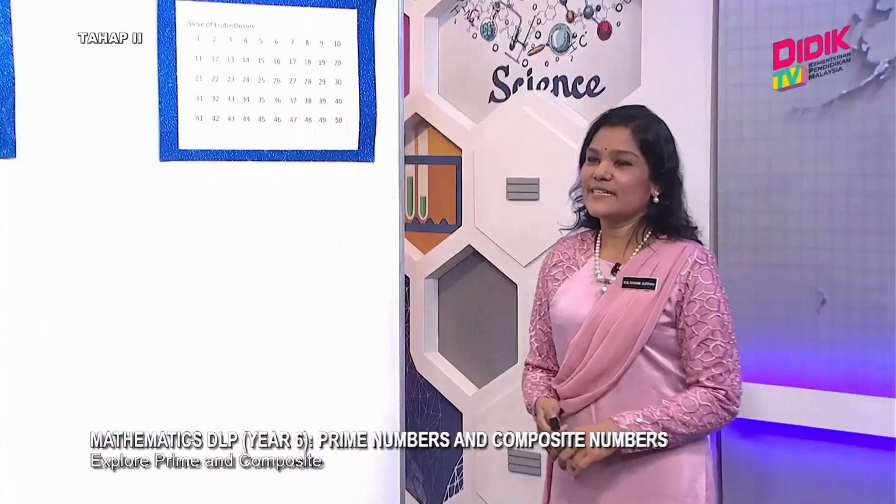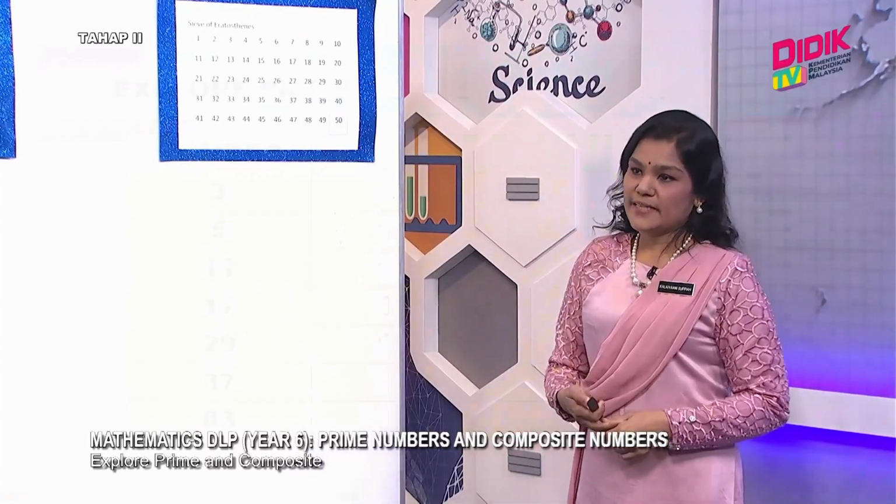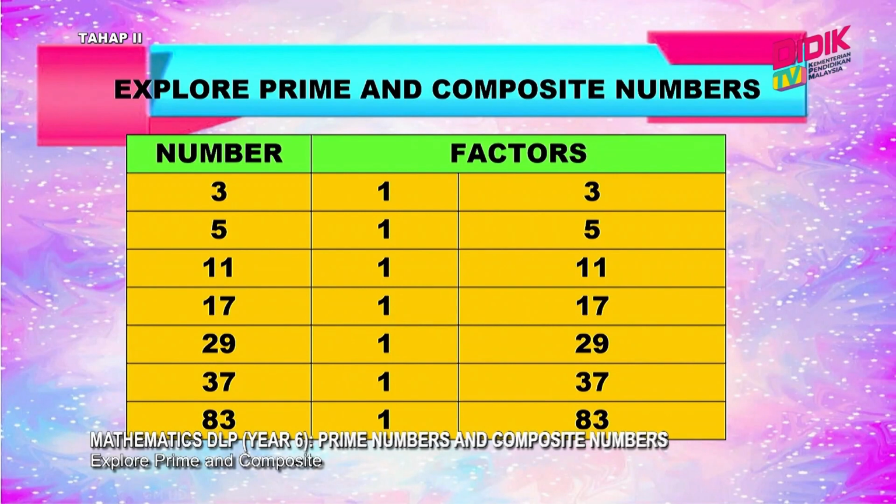Let's look at the examples here. You can see the number and the factors. The left side is the number, the right side the factors. The first one is number 3. What are the factors for number 3? As Chris said just now, 1 and 3. So if you multiply 1 and 3 only, you get 3. No other numbers.